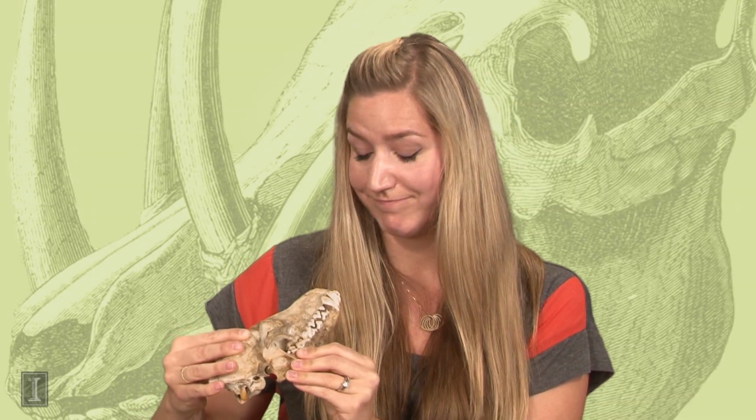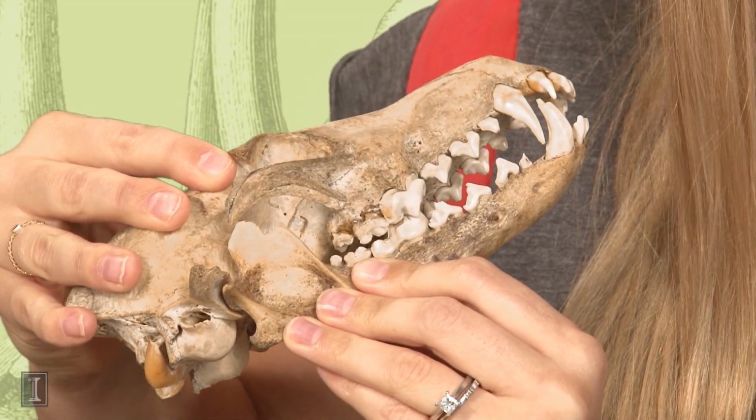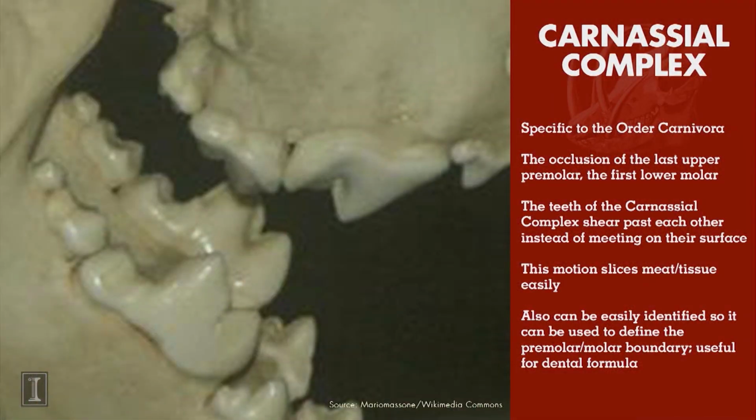And so, alluding to the function there, obviously, the carnassial complex is specifically designed to slice flesh, more or less. So you can tell that here from our specimen here in the order Carnivora, where that last upper premolar and the first lower molar are occluding differently than the rest of the teeth. They're sliding by each other in a cutting fashion.